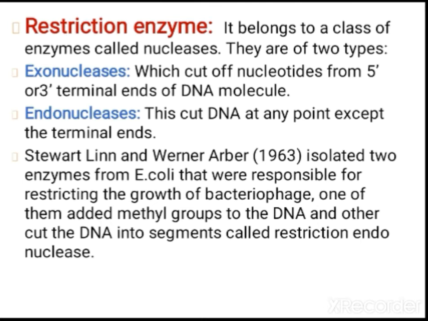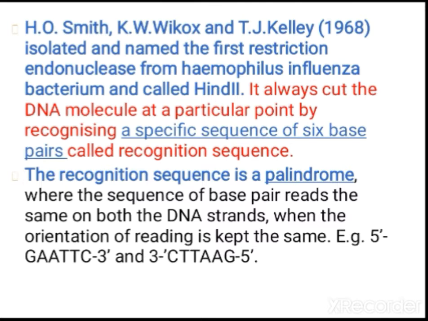Stewart and Werner, these two scientists, in 1963 isolated two enzymes from E. coli that were responsible for restricting the growth of bacteriophage. Among these, one of them added methyl groups to DNA, which you call the modification enzyme, and the other one cut the DNA into segments, called restriction endonuclease. Then three other scientists, Smith, Wilcox and Kelly, isolated and named the first restriction endonuclease from the Haemophilus influenzae bacterium, which was called HindII.